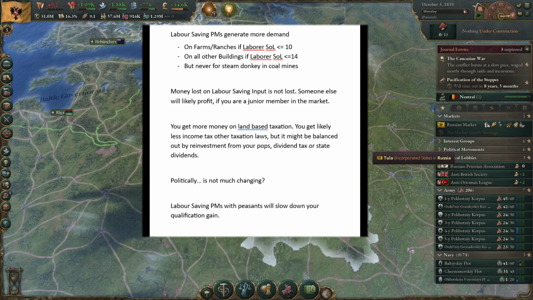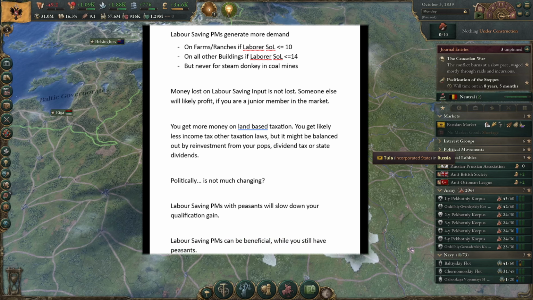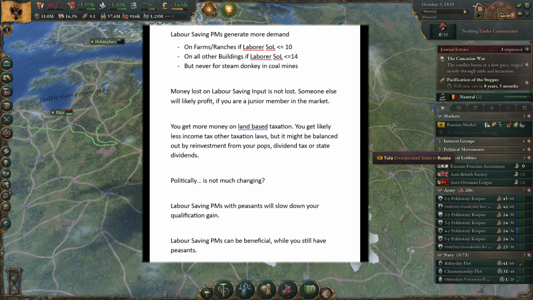As a final statement, are labor-saving production methods always good? No. Are they always bad unless you run out of peasants? Also no. Labor-saving production methods can be quite advantageous if you still have a lot of peasants, if you use them correctly.